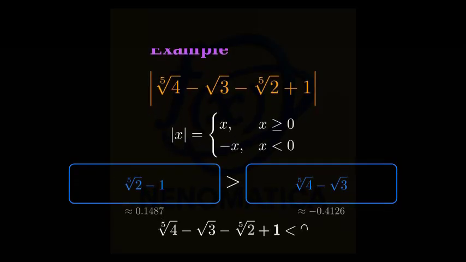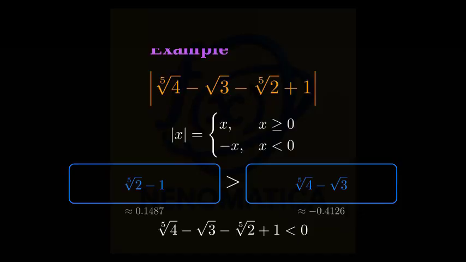Therefore, fifth root of 2 minus 1 is positive, about 0.1487, and fifth root of 4 minus square root of 3 is negative, about negative 0.4126. Hence, fifth root of 2 minus 1 is greater than fifth root of 4 minus square root of 3, which implies that the whole inside expression is less than 0.